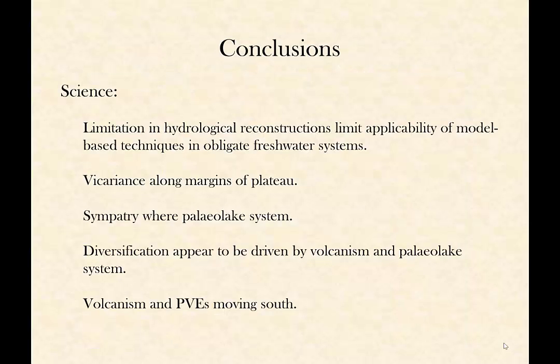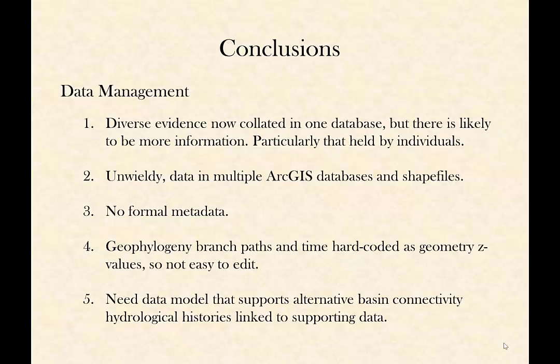So, conclusions. Science. Limitations in hydrological reconstructions limit the ability of model-based techniques, so we can't use the stuff that everybody else is using. We've got the vicariants all along the margins of the plateau. We've got sympatry within the Paleo lake system. And so diversification appears to be driven both by volcanism and the Paleo lake. There's no one answer, it's several different things going on in different places. And we've got this correlation between volcanism and divergence basically moving south through time.